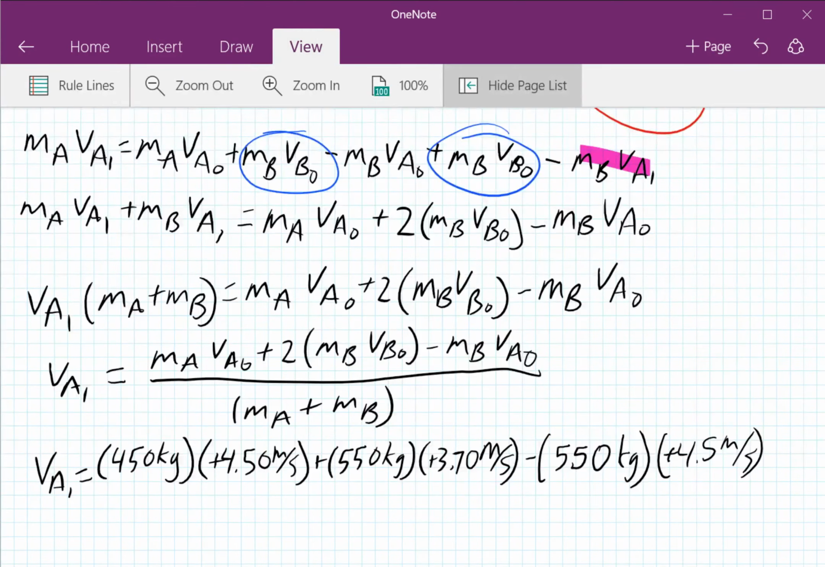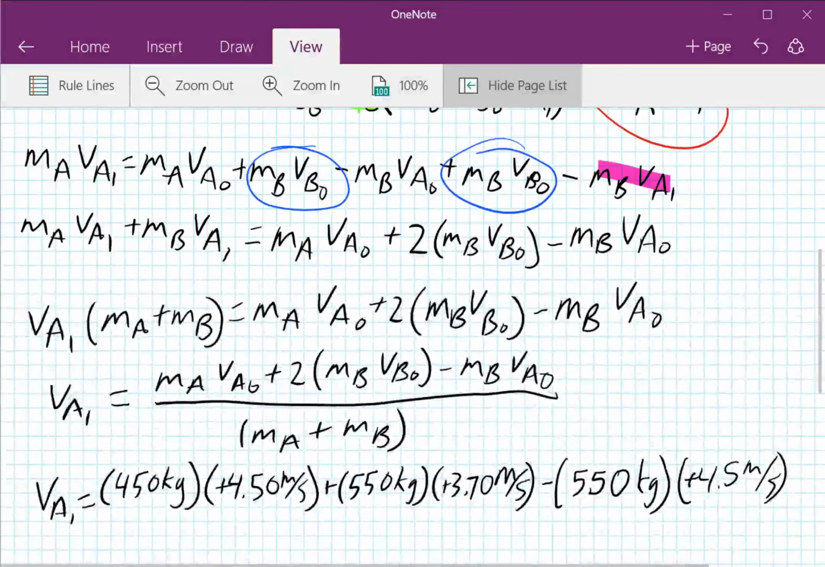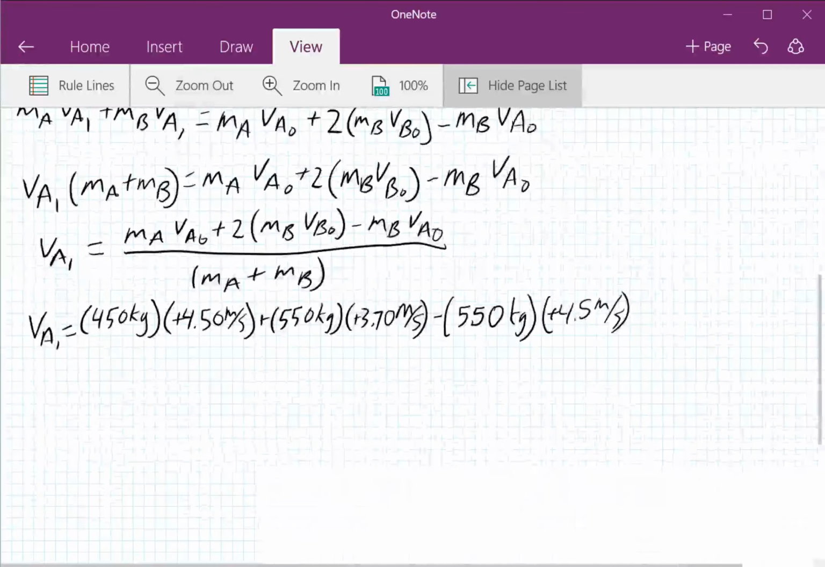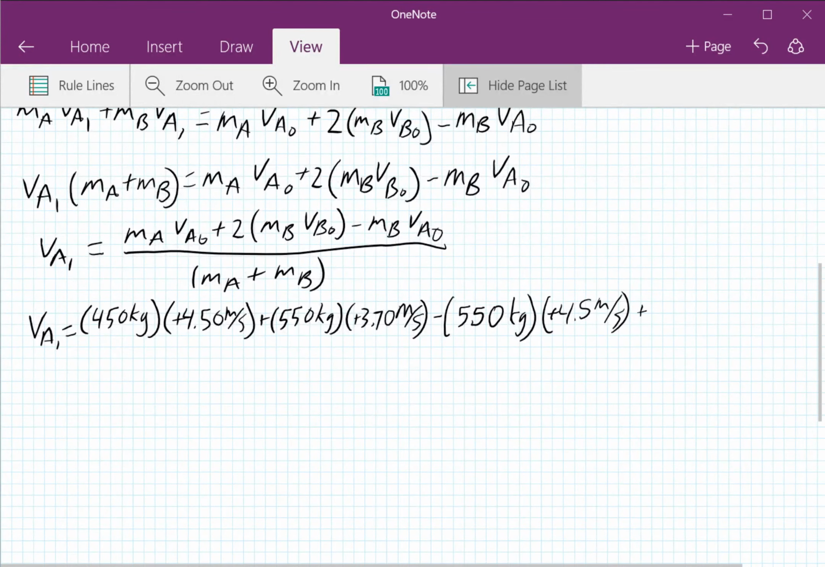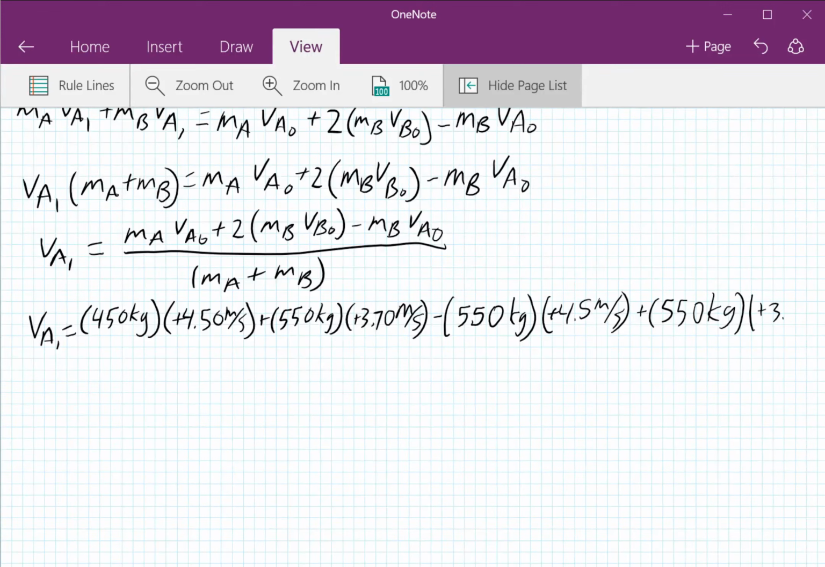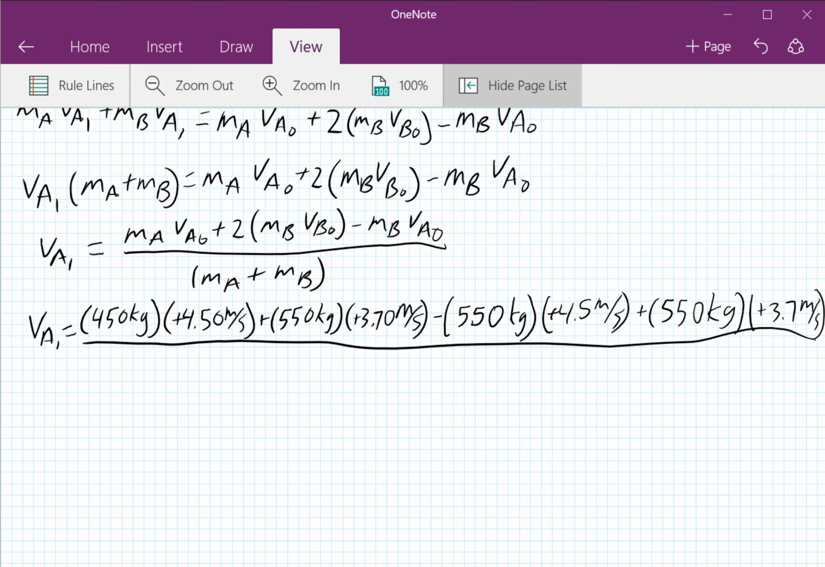Let's zoom out. Okay. Plus 550 kilograms times a positive 3.7 meters per second. Barely fits. And all of that is divided by 450 kilograms plus 550 kilograms.